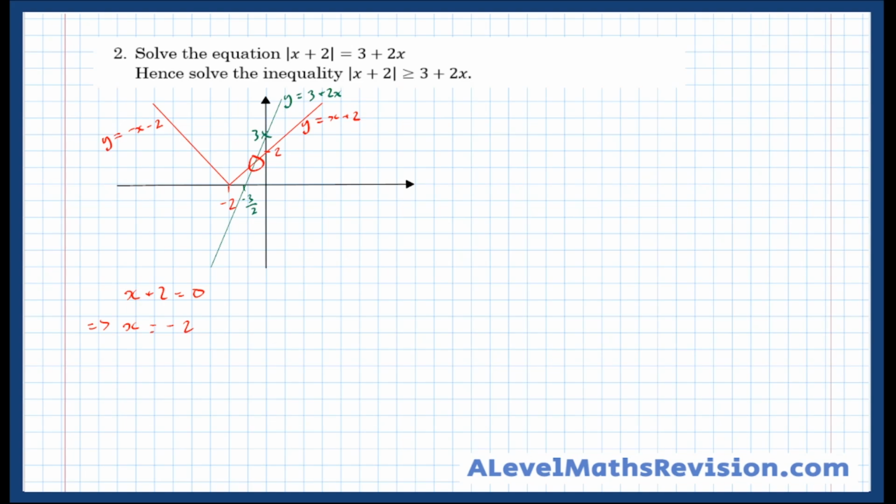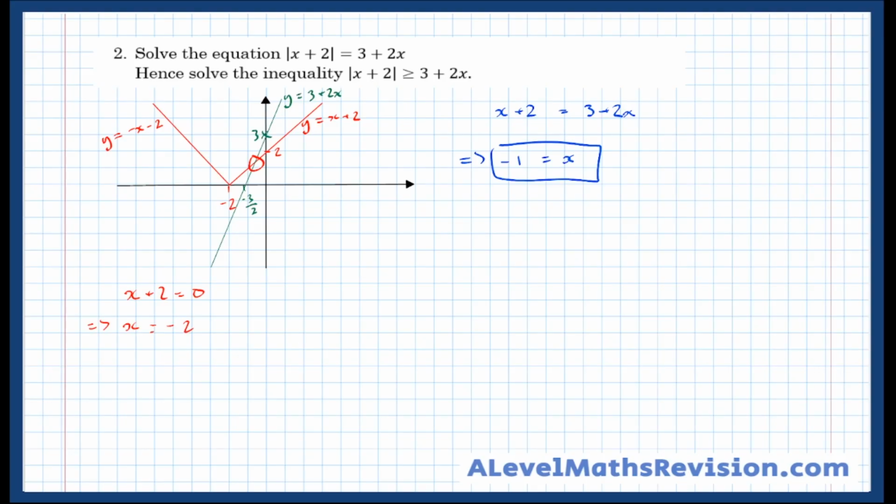So, solving this now, we can see we solve x plus 2 with 3 plus 2x. We'll get the answer. Which means that, taking that over to that side and that over that side, minus 1 equals x, and we've found the only solution to that equation. So there it is there, minus 1 equals x.